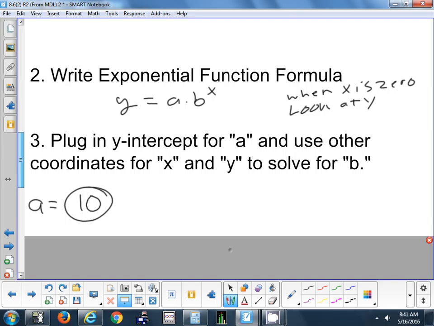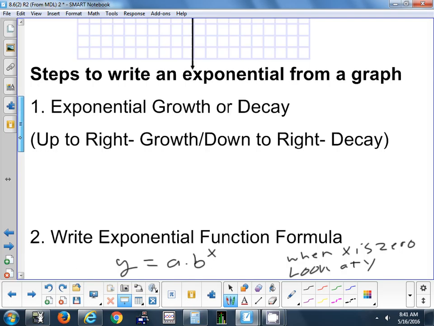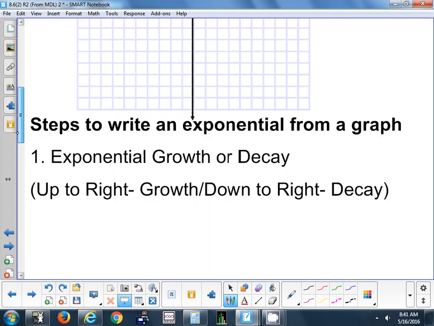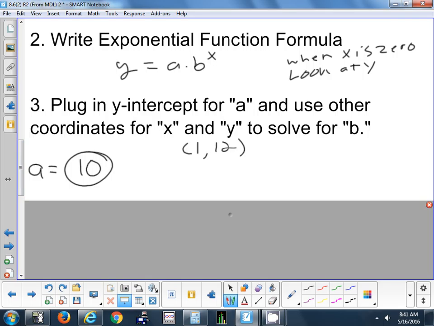All right, so we've got our a value. But now we still need to find one other letter. We still need to find b. The directions right here tell us how to do it: use the other coordinate. Let me go back up and see what the other coordinate was. 1, 12. What's the x value in that coordinate I just wrote down? 1. What's the y value? 12. It says use that coordinate. I just labeled the x and the y, and now I'm going to solve for b. So I know a, I know x, and I know y. There's one letter I don't know, b.